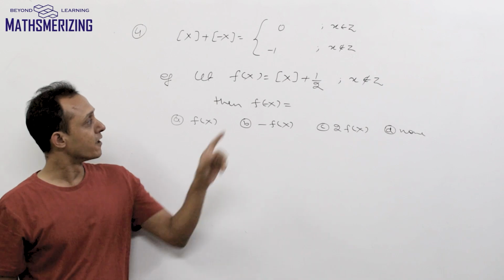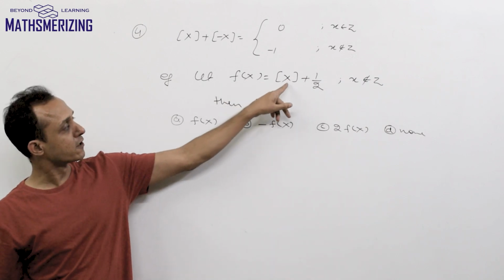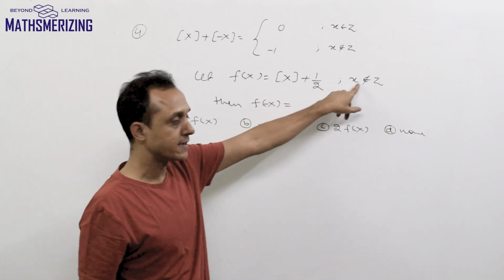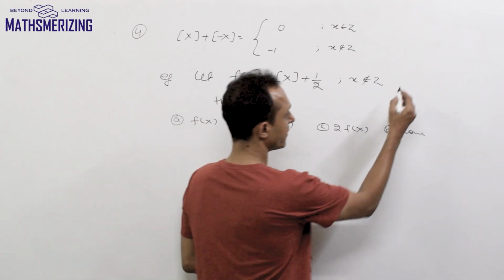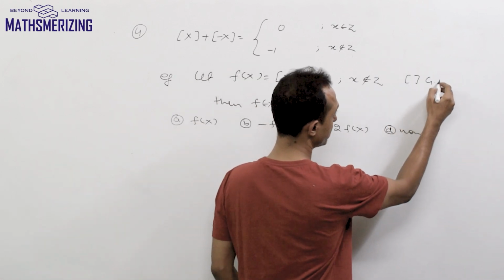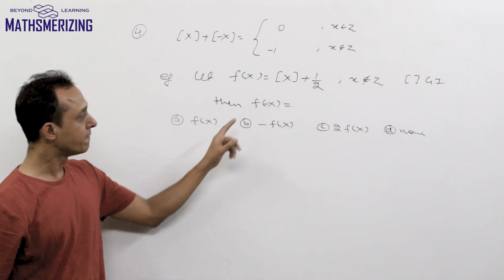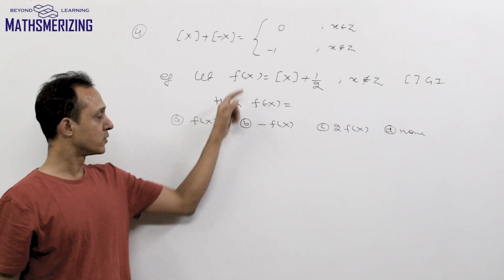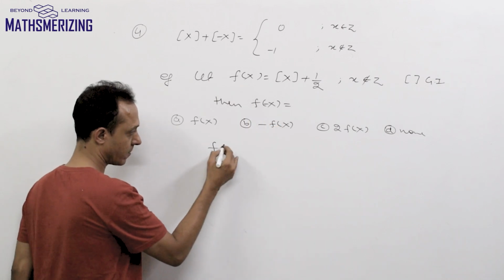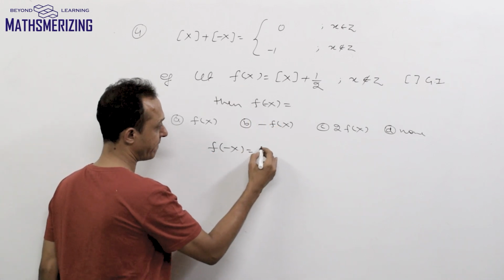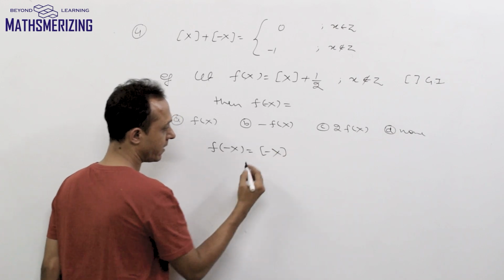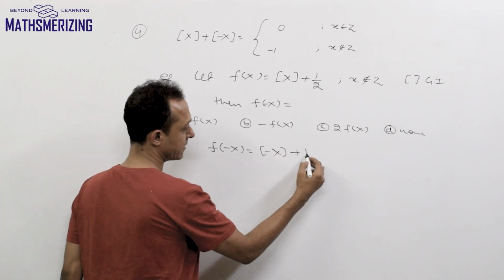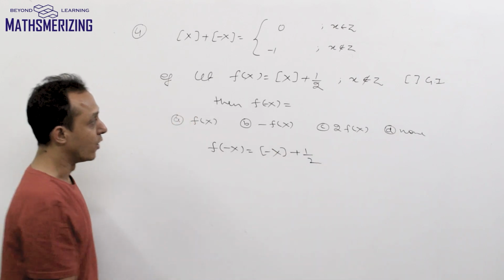Now the question is, a function f(x) is defined as greatest integer function of x plus 1 by 2, where x is not an integer, and this box represents the greatest integer function, and we need to find the value of f(minus x). So I'll find f(minus x). Now I can write f(minus x) as greatest integer function of minus x plus 1 by 2.